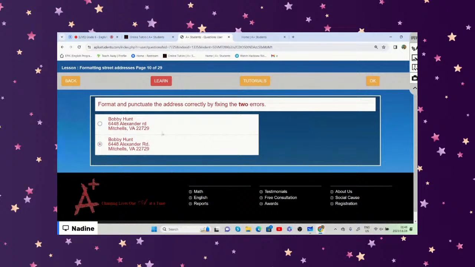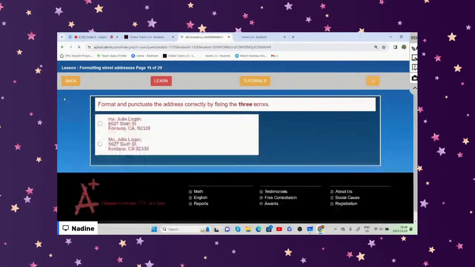Because remember, we have a recipient. The recipient is someone that receives, or someone that you will be writing your specific letter to, right? Then we have our address, which is our street address, where you start with the number of the house you live in and the name of the street, for example, Alexander Road. If you write road, you need to abbreviate it, capitalize it, with an endpoint at the end. The city is Mitchell's City. The state is VA, capitalized, comma after the city, and then 22729, which means that we will go with option 2.